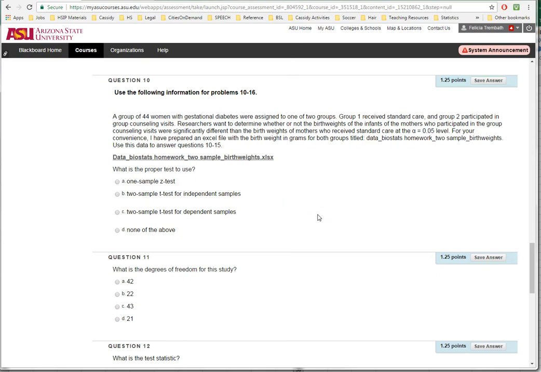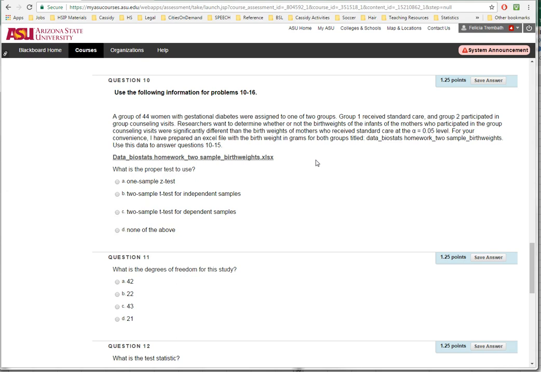A group of 44 women with gestational diabetes were assigned to one of two groups. Group 1 received standard care, and Group 2 participated in group counseling visits. Researchers wanted to determine whether or not the birth weights of the infants of mothers who participated in the group counseling visits were significantly different than the birth weights of mothers who received standard care at the alpha equals 0.05 level. Okay, so we have an Excel file, so let's answer which test we're going to do, and then we'll go to Excel and run the test.